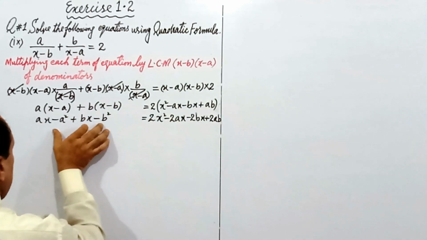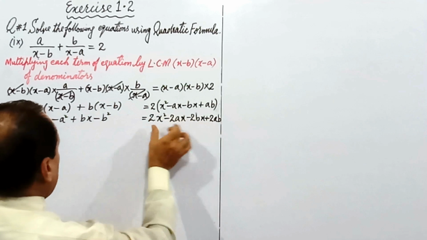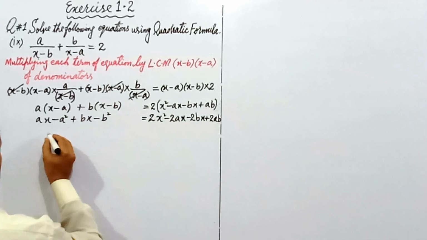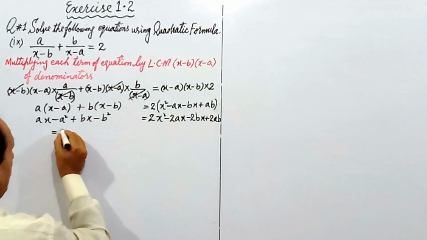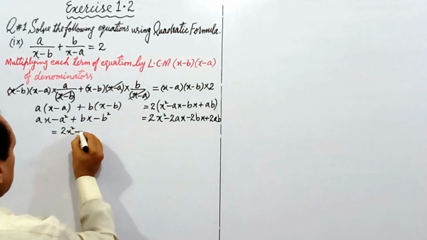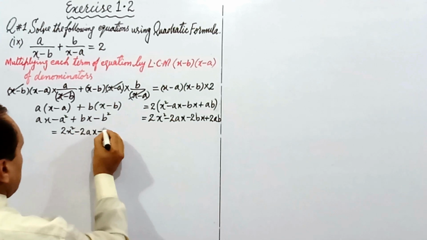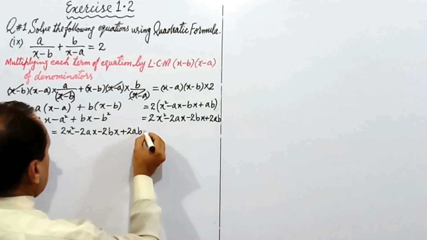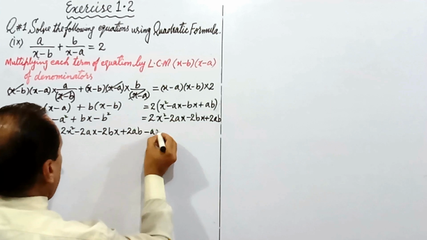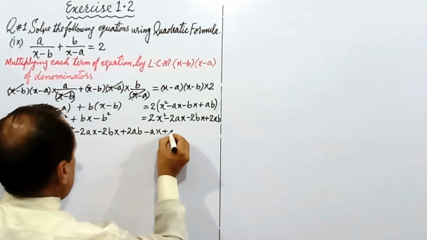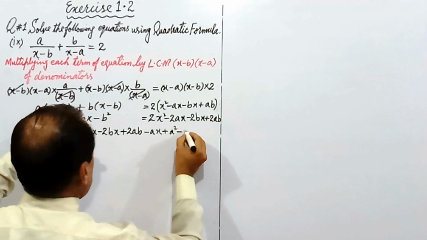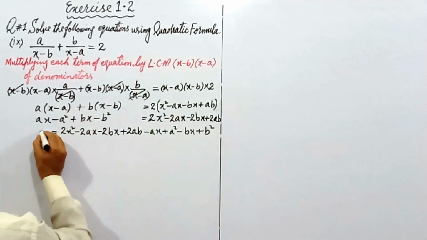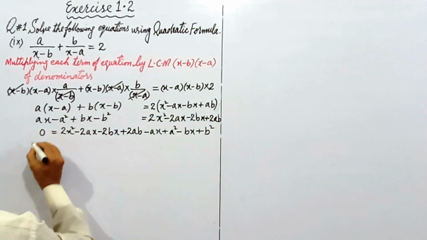We take all these four values to the right hand side as the positive quadratic term is present on the right hand side, like equal to 2x square minus 2ax minus 2bx plus 2ab. ax is taken to right, minus ax, a square becomes plus a square, plus bx becomes minus bx, plus b square becomes plus b square, and in the left hand side as all the values are taken to right, 0 is left.